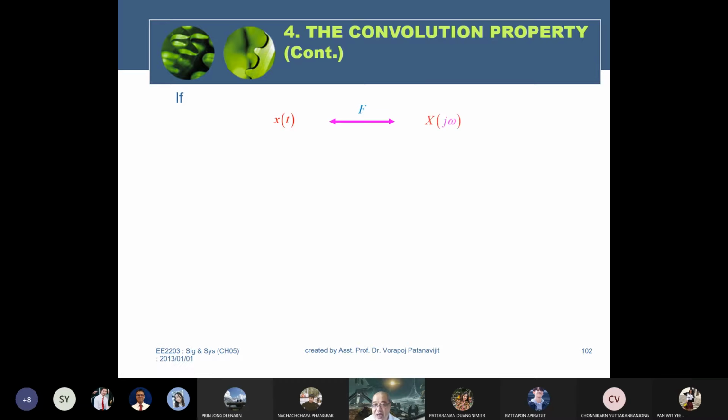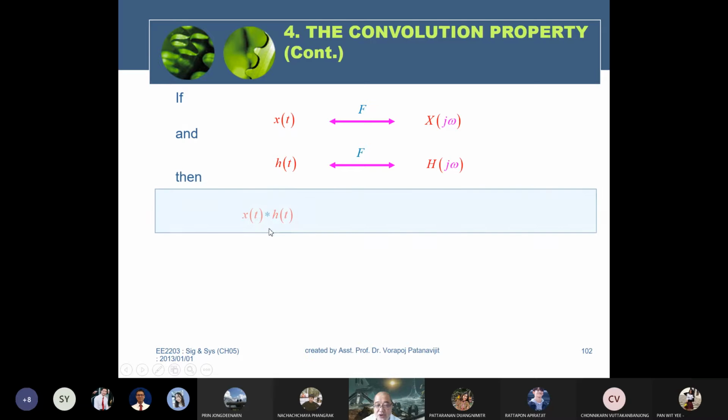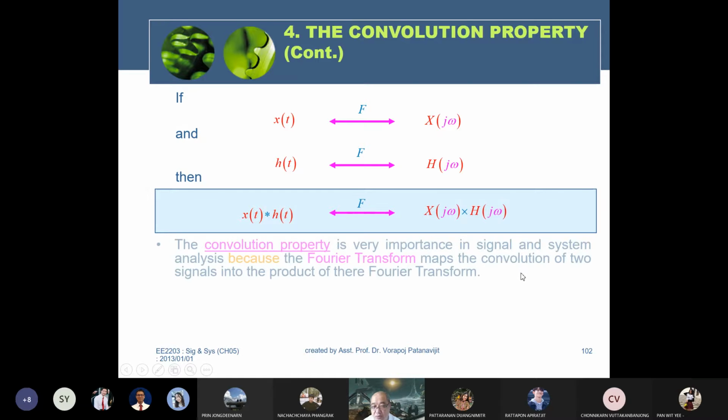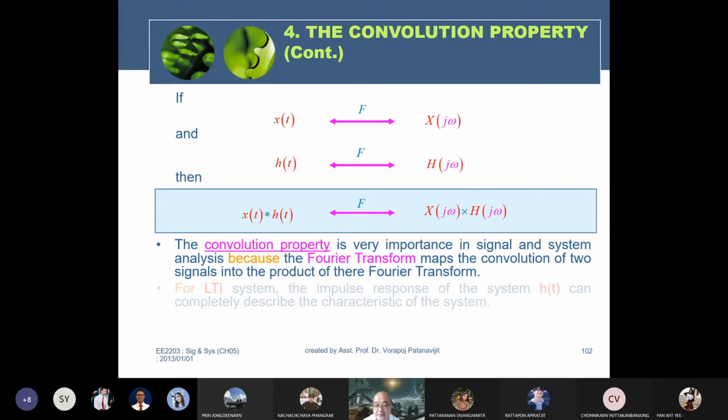If we assume that x(t) has the Fourier transform X(jω), and h(t) has the Fourier transform H(jω), then y(t), the result of the convolution between x and h, will be equal to a simple multiplication between X(jω) and H(jω). The convolution property is very important in signal and system analysis because the Fourier transform maps the convolution of two signals into the product of the Fourier transforms.